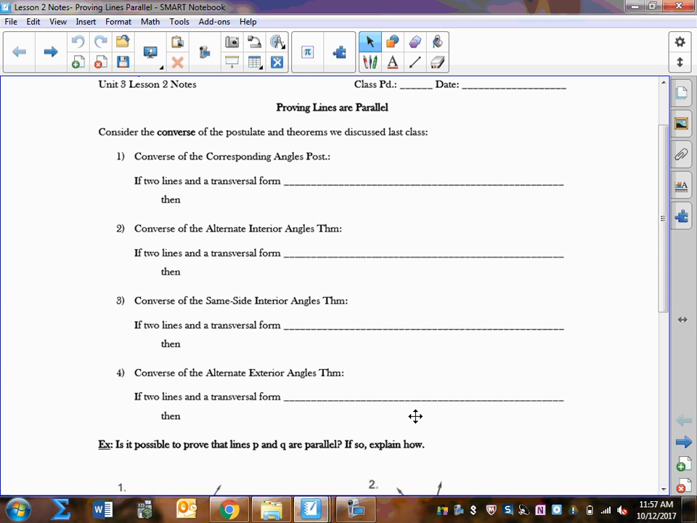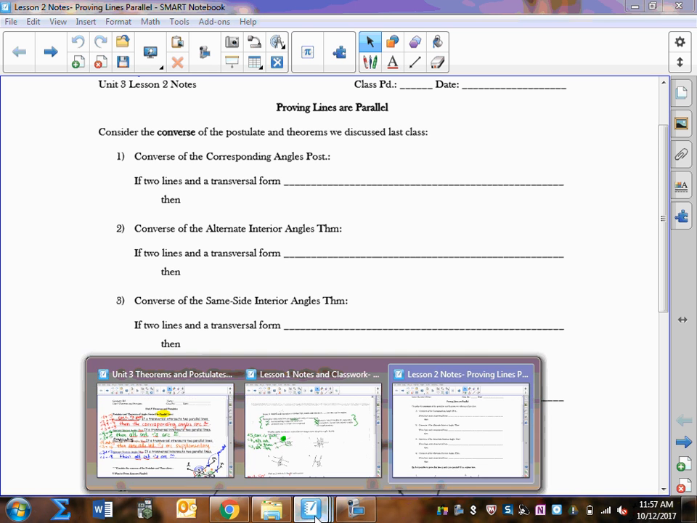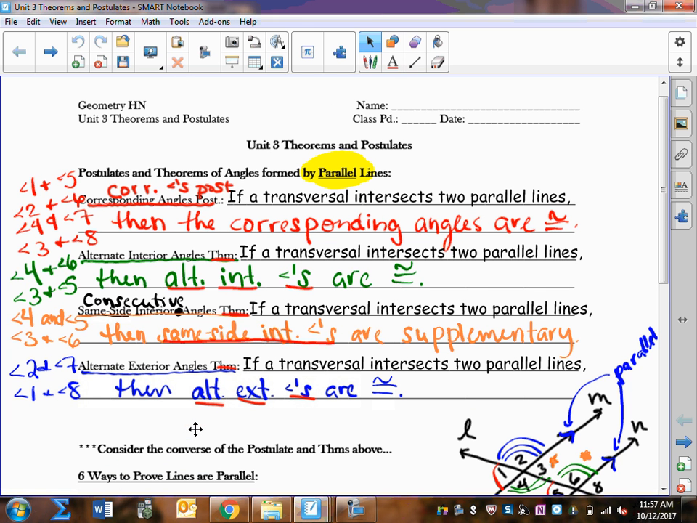The first one says the converse of the corresponding angles postulate. It's kind of already started out for us. So let's take a look at my corresponding one. Corresponding angles postulate: if the transversal intersects two parallel lines, then the corresponding angles are congruent. Remember, converse, we flip-flop, right? We switch the hypothesis and conclusion.